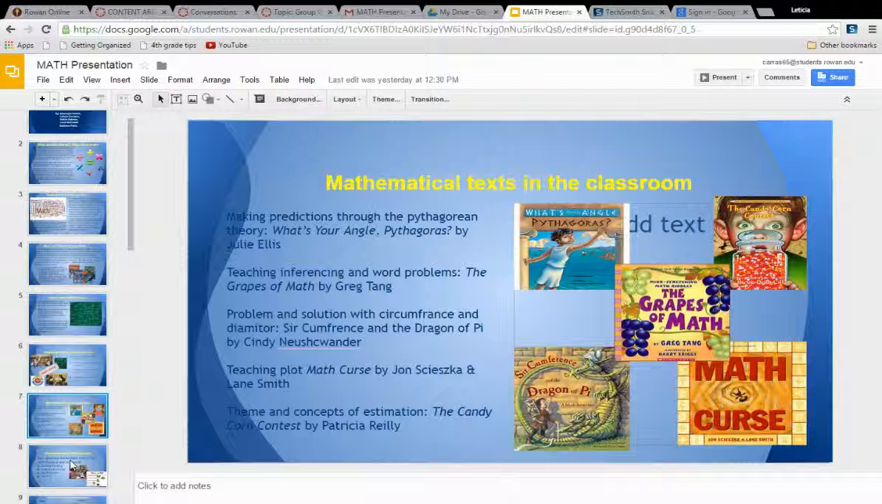The last two texts target the concepts of plot and theme of story. Although these books may seem as though they are only appropriate for younger grades, we have recently studied the idea of more is not always better.